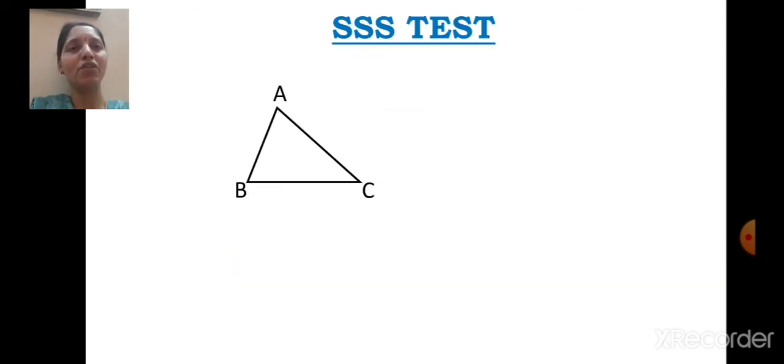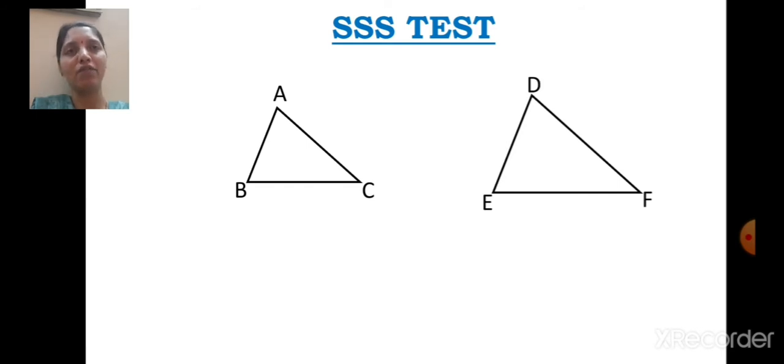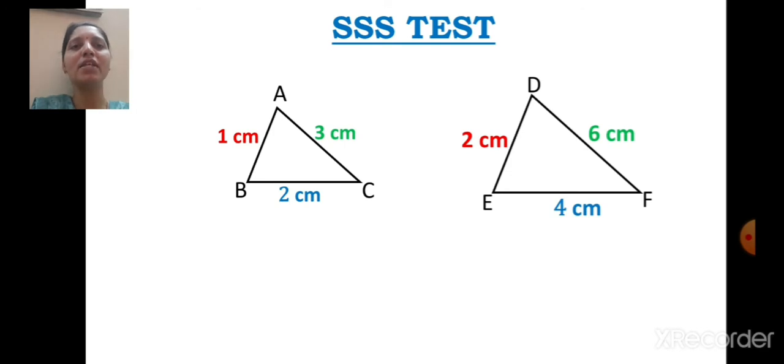So here I have drawn triangle ABC and triangle DEF. You have to consider three corresponding sides. AB is given as 1 centimeter, DE is given as 2 centimeters, BC is 2 centimeters and EF is 4 centimeters. AC is given as 3 centimeters and DF is given as 6 centimeters. So here you can see the one-to-one correspondence: ABC corresponds to DEF. That means vertex A corresponds to vertex D, vertex B corresponds to vertex E, and vertex C corresponds to vertex F.